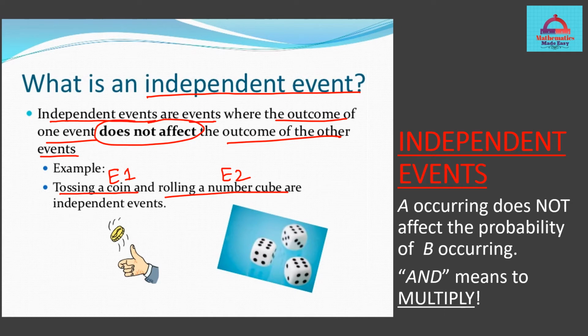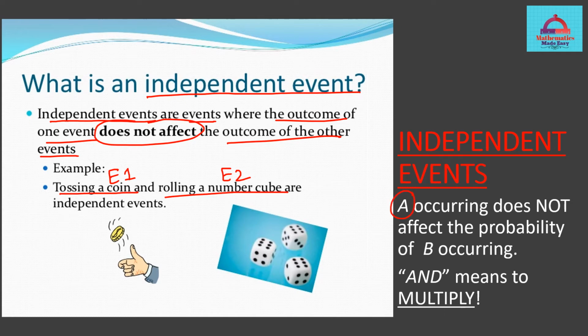So the probability of getting a head or a tail in the first event of tossing a coin, or the probability of getting any number on the number cube, they are not related to each other. So the probability of one is not affecting the probability of the other. Therefore, this can be a wonderful example of an independent event. To sum it up, independent events are the events A and B.